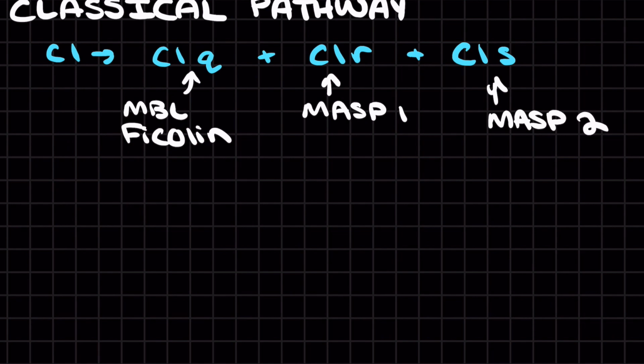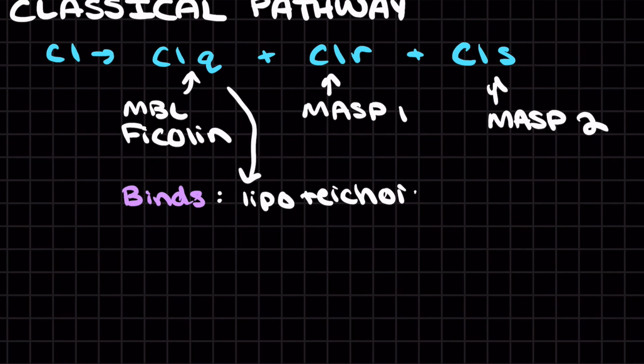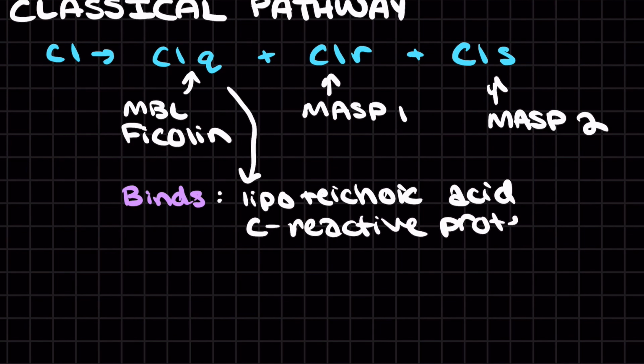Moreover, the things that C1q binds is actually quite interesting. So C1q, again, is going to be the thing that binds to the PAMP, the thing that signifies that there is an infection. It binds 3 things. It binds lipoteichoic acid, it binds an inflammatory marker called C-reactive protein, and it binds, and this is the interesting part, the constant region of antibodies.